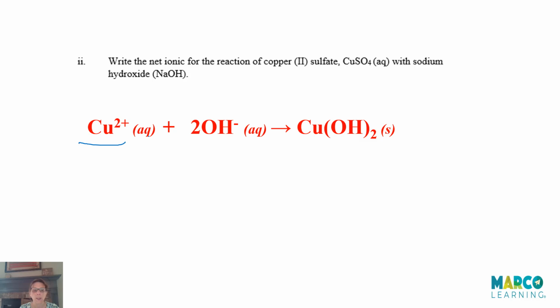Notice on the AP exam, you don't have to show the states of matter. So if you didn't include the aqueous or the solid here, that would be okay. You do have to show the charges, and you do need to make sure that your reaction is balanced. So I needed to have 2 hydroxides for every 1 copper to give me copper 2 hydroxide. There we go. That was a pretty straightforward question.